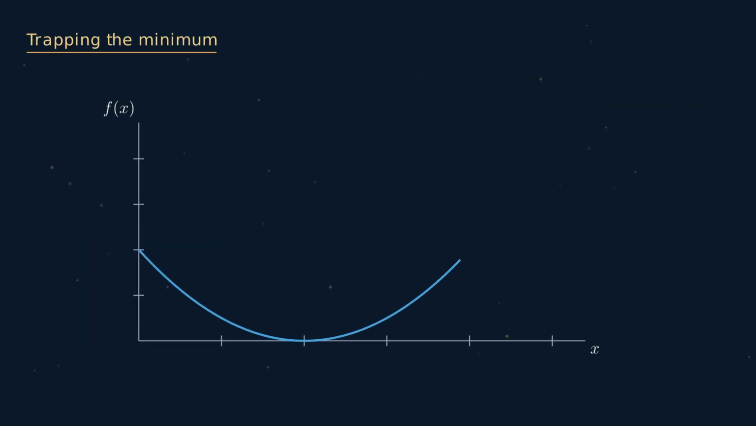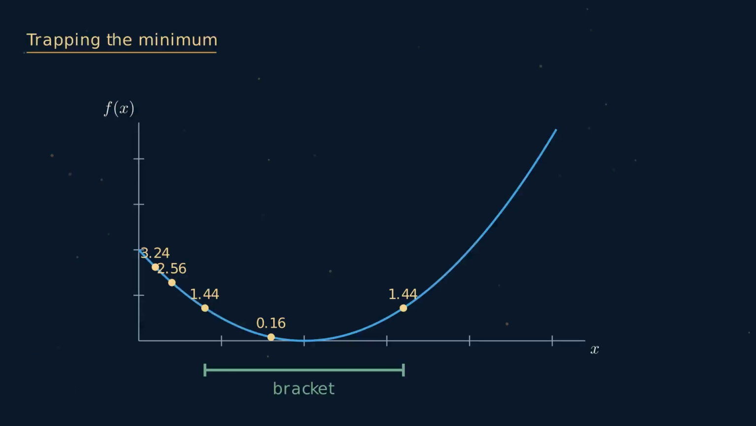Before we can shrink anything, we have to trap the minimum inside an interval. Start from a point and take steps that keep doubling in size, watching the value as you go. 3.24, 2.56, 1.44, 0.16. The values keep falling, so keep walking. Then the next probe comes back higher. That rise is the signal. You have just stepped past the bottom, and the last 3 points now straddle it. Everything we do from here lives inside that bracket.